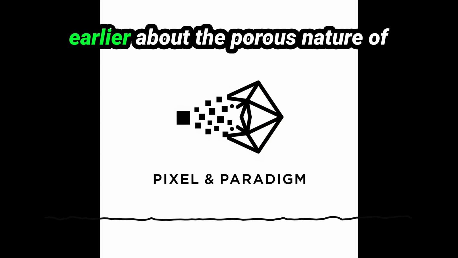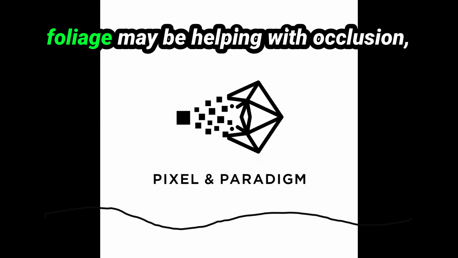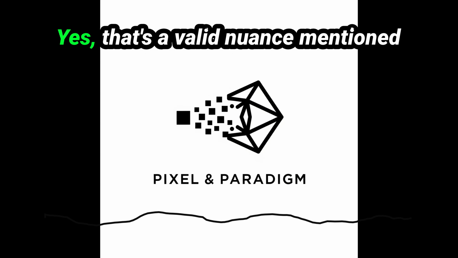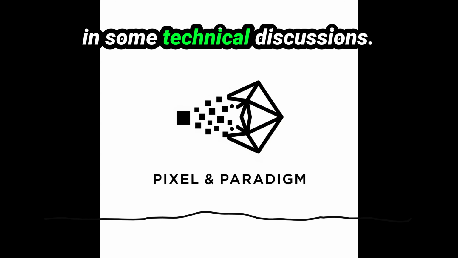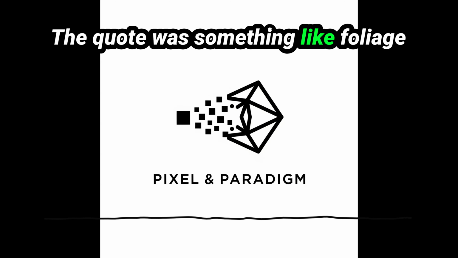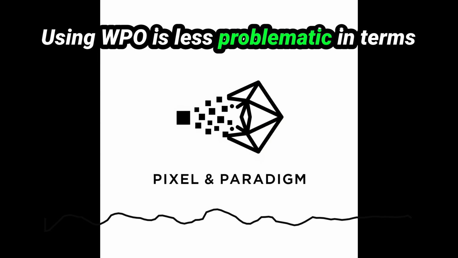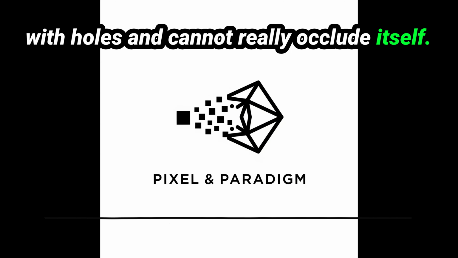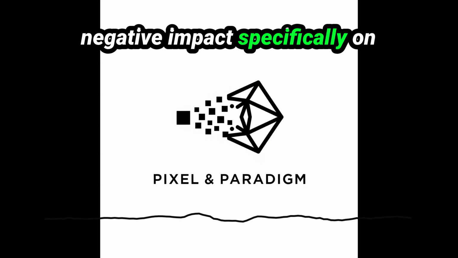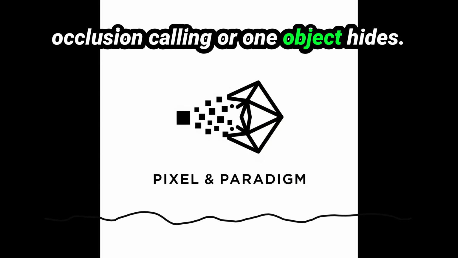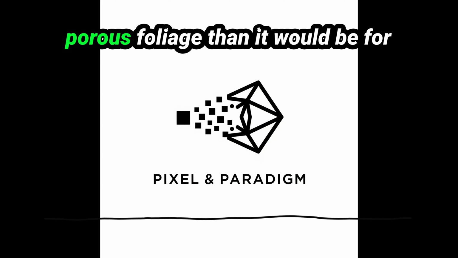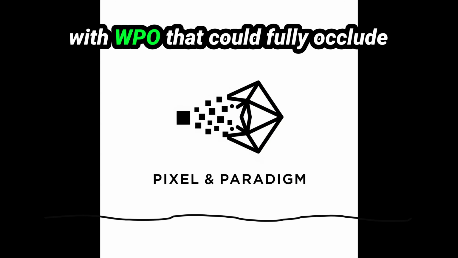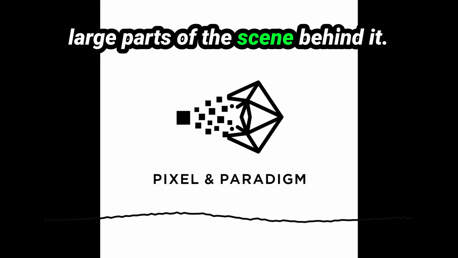But I remember a note you mentioned earlier about the porous nature of foliage, maybe helping with occlusion culling specifically, even with WPO. Yes, that's a valid nuance mentioned in some technical discussions. The quote was something like, foliage using WPO is less problematic in terms of occlusion because the foliage is filled with holes and cannot really occlude itself. This suggests that WPO's negative impact specifically on occlusion culling, where one object hides another, might be less severe for porous foliage than it would be for, say, a dense, solid wall animated with WPO that could fully occlude large parts of the scene behind it.